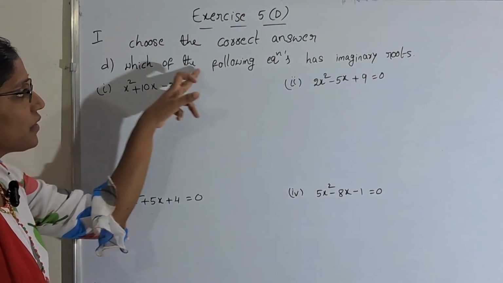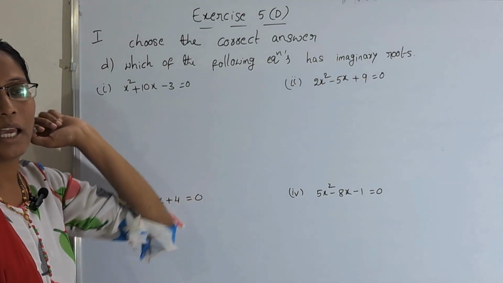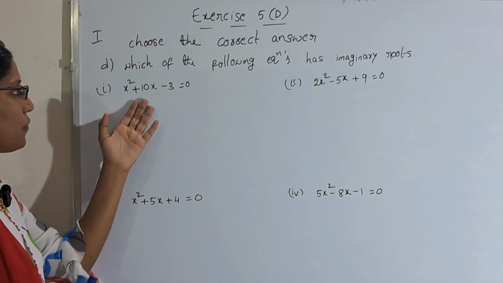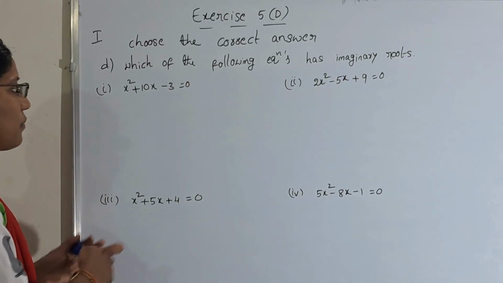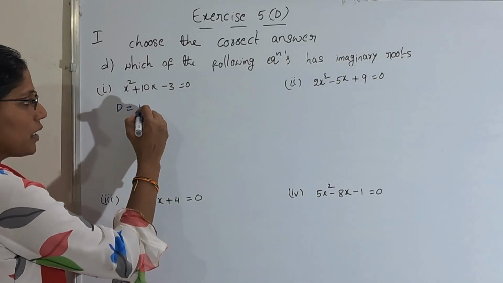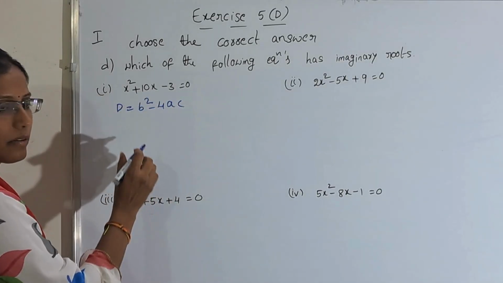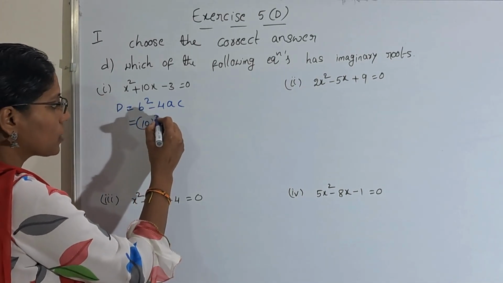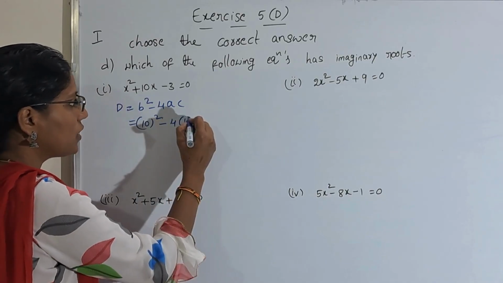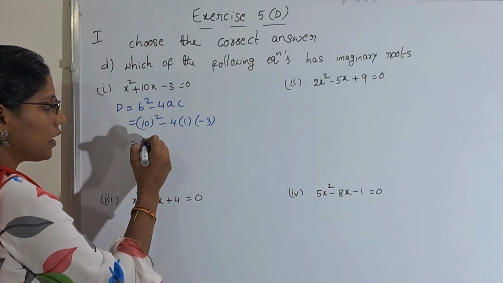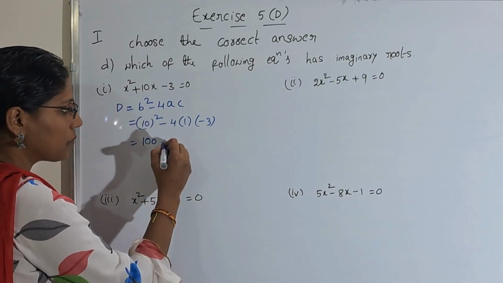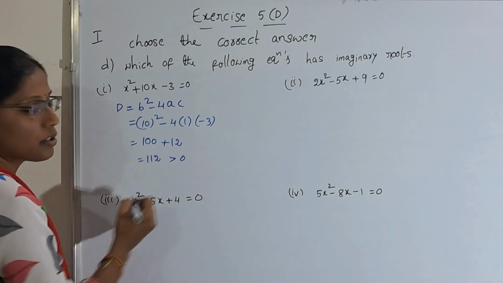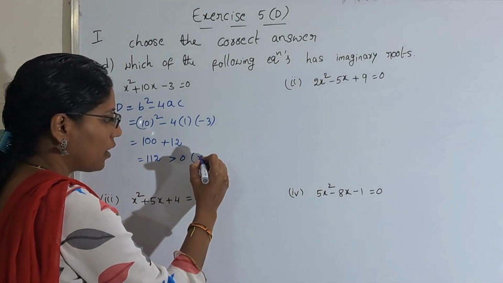Next, D problem. Which of the following equations have imaginary roots? Imaginary roots means we can say the discriminant value is less than 0. So in each problem we have to check how much the discriminant is. D is equal to b square minus 4ac. This is the formula. Here all a, b, c values are substituted in this formula. Here 10 whole square minus 4 of a value 1, c value is minus 3. Here 10 tens are 100, minus into minus plus 4 threes are 12. Here 112. This is greater than 0. Real and unequal roots.